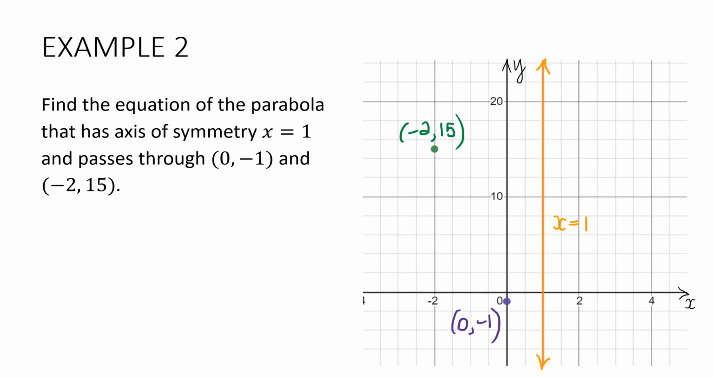Here's example 2. Find the equation of the parabola that has axis of symmetry x equals 1, passes through 0, negative 1, and negative 2, 15. Now in this case I'm going to use vertex form because I have the axis of symmetry. So that's the x-coordinate of the vertex. That's actually h. h is 1.